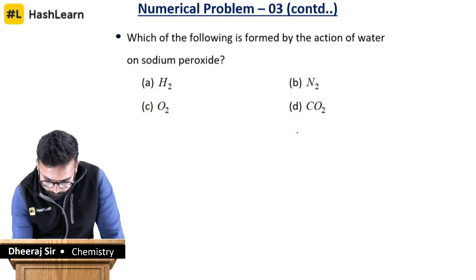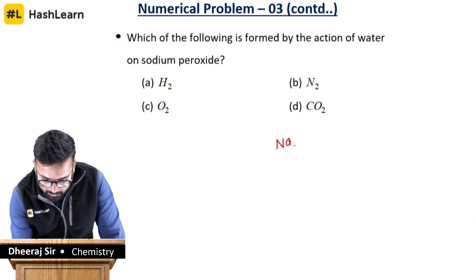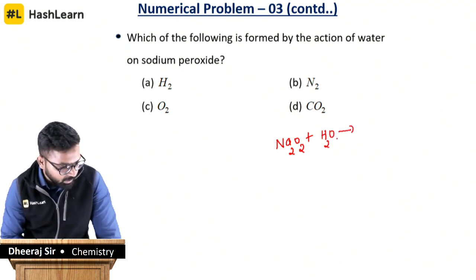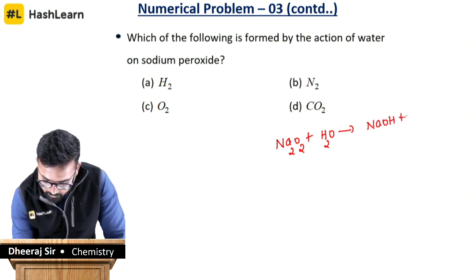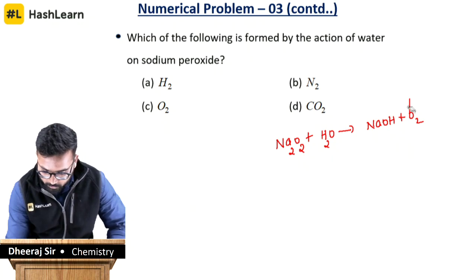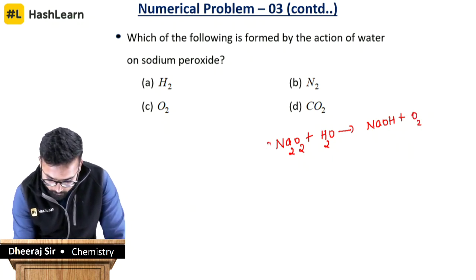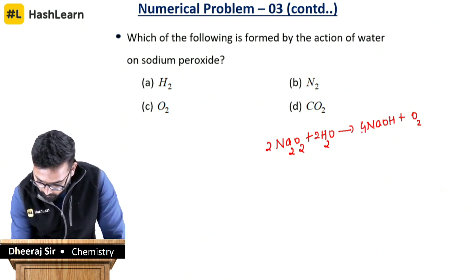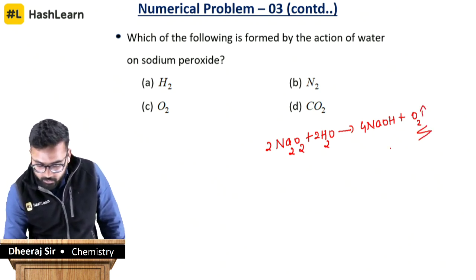If I have sodium peroxide, that is Na2O2, sodium peroxide will react with water as per the question. You're going to get NaOH plus O2. So if you want me to balance the reaction, it's going to be 2Na2O2 taking 2 moles of water to give me 4 moles of NaOH and O2. So what gets formed? The gas that gets formed during this reaction is oxygen.